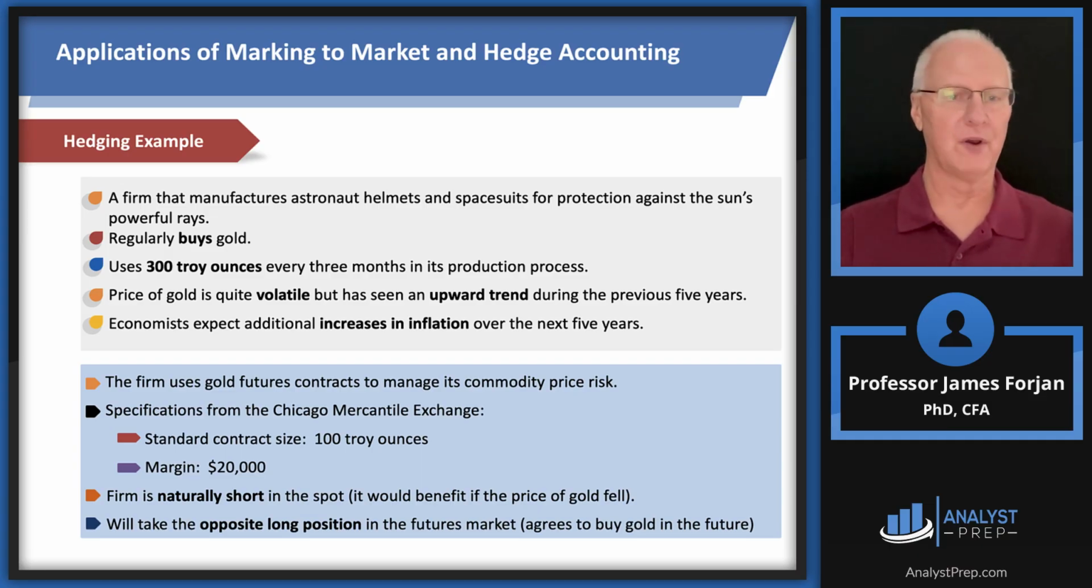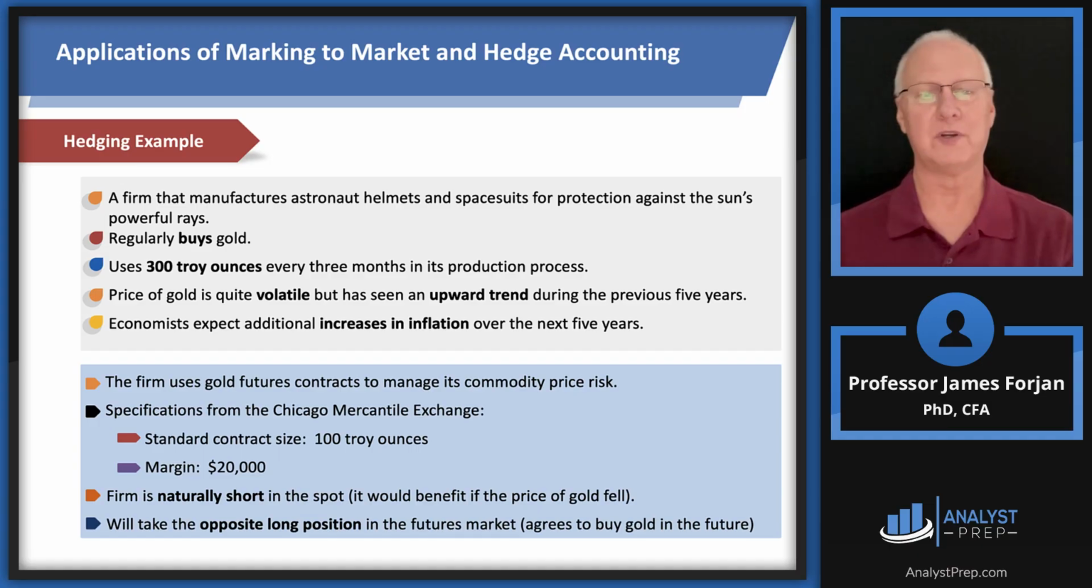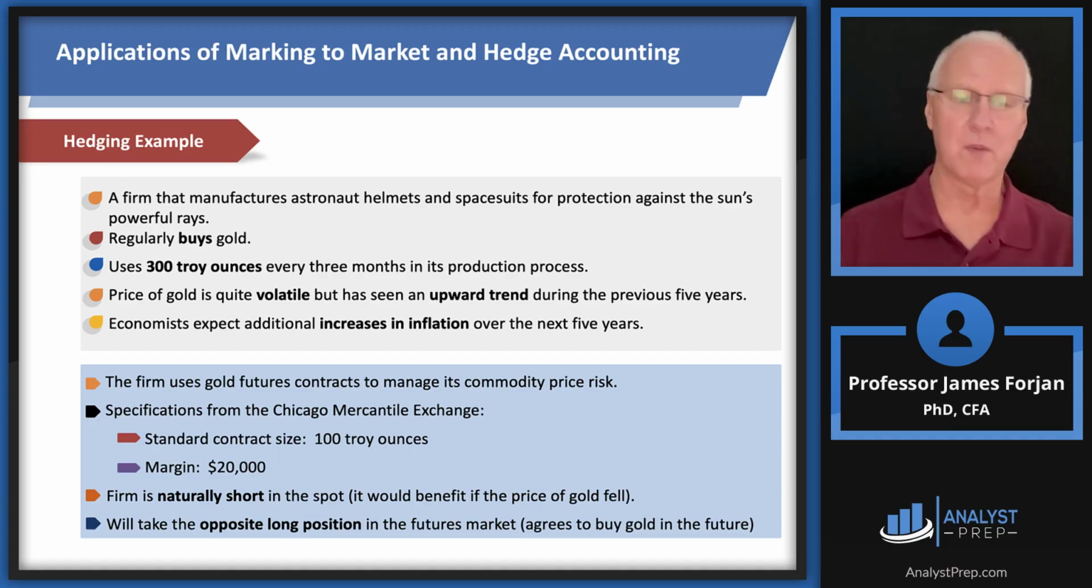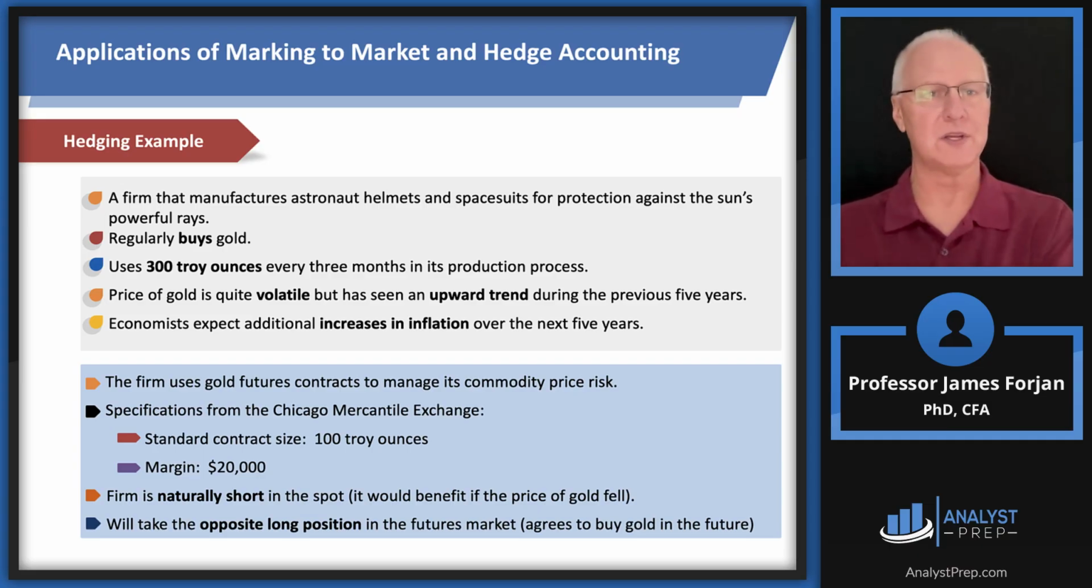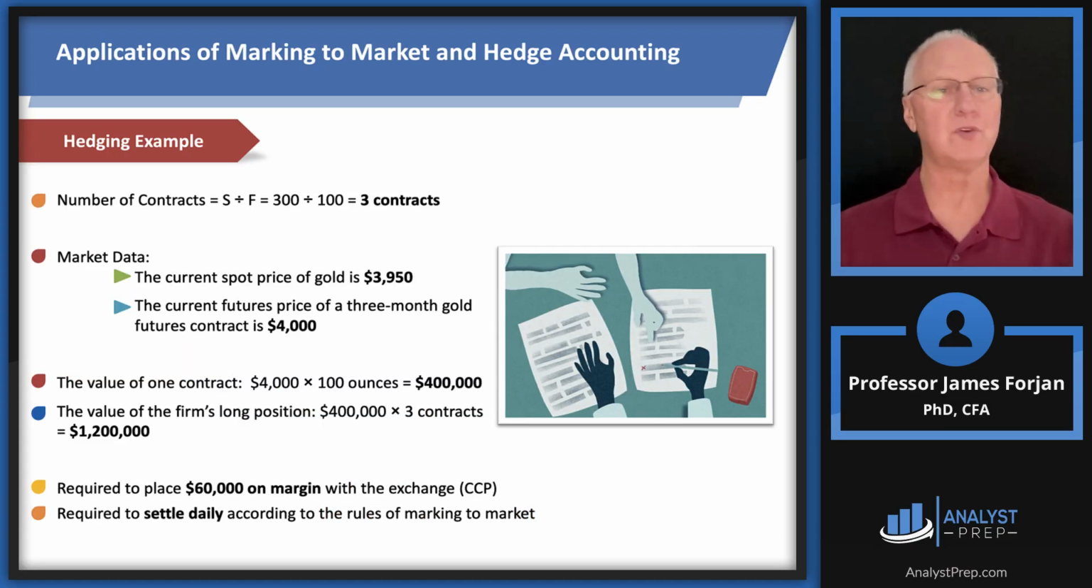What we'll do is pick up the phone and call the Chicago Mercantile Exchange, and it will say, hey, we have a gold futures contract. Standard amount is 100 troy ounces. You'll have to put up a margin of $20,000 for each contract. Notice down in the bottom, we are naturally short in the spot market, so we'll take the opposite position in the futures market, which makes sense. Notice what we have in parentheses. We're going to agree to buy gold in the future.